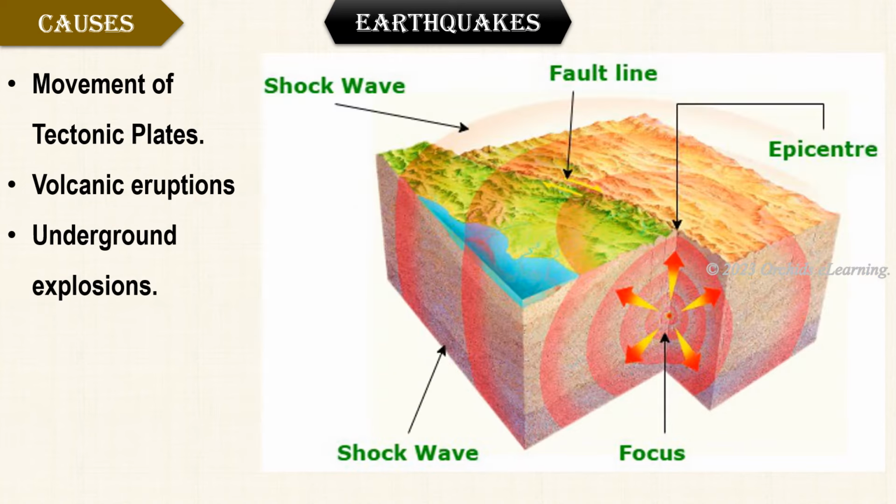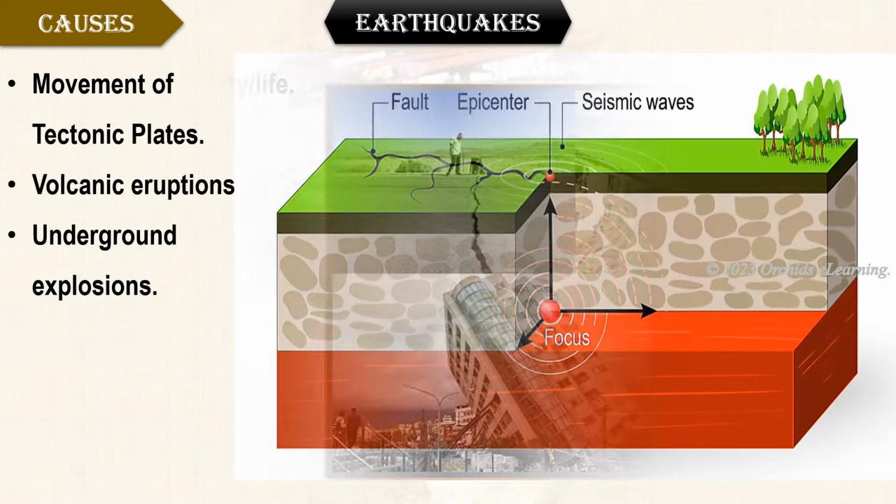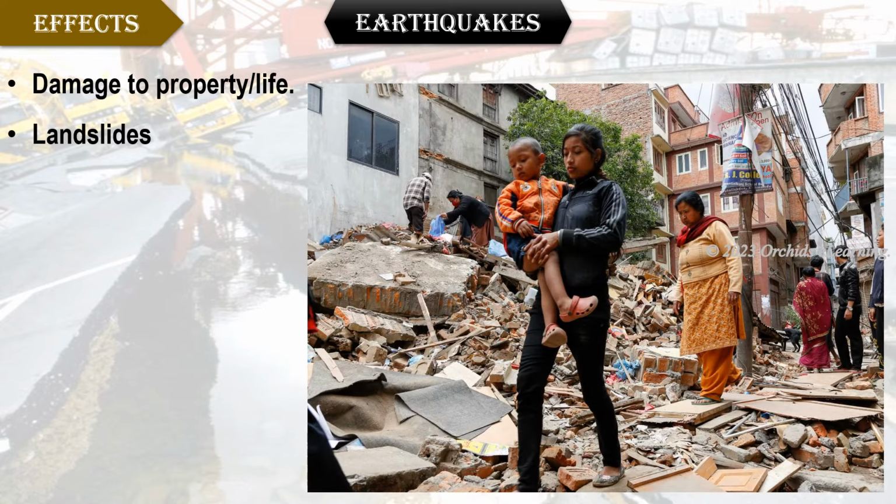The place on the surface of the earth where the earthquake is strongest is called the epicenter. Effects. Strong earthquakes cause enormous damage, especially in the places close to the epicenter. Houses, roads, and buildings can crack and collapse. People can lose their lives.